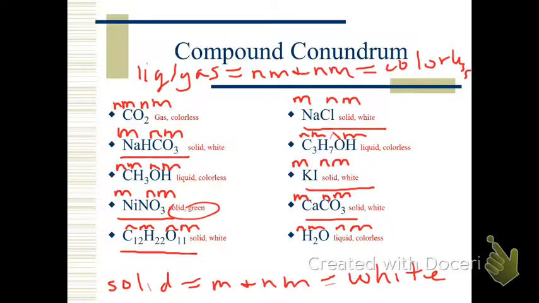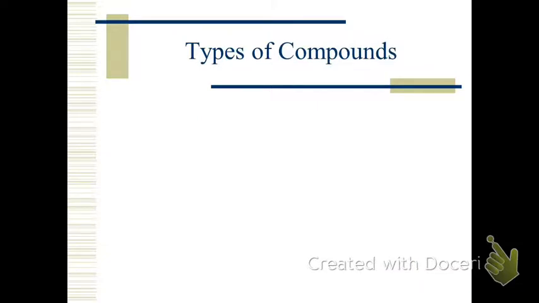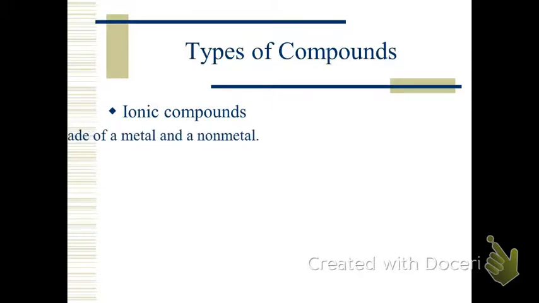And so what this gives us is the ability to figure out really the two different types of bonding that we have. We have bonding that occurs between metal and nonmetal, and we have bonding that occurs between nonmetals and nonmetals. And this helps us to distinguish between the two. So, how we break them up is this. We have ionic compounds. Ionic compounds are the ones that are made out of a metal and a nonmetal.